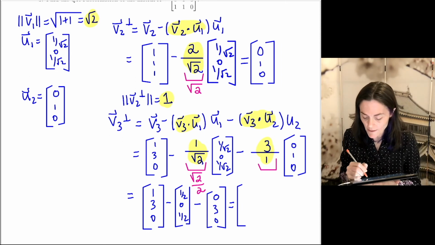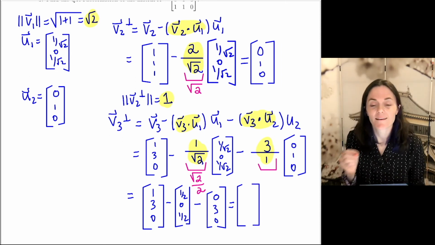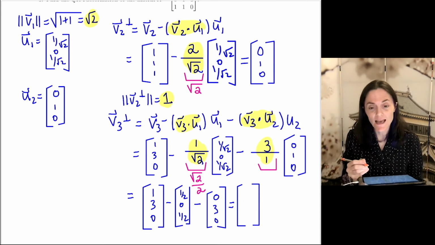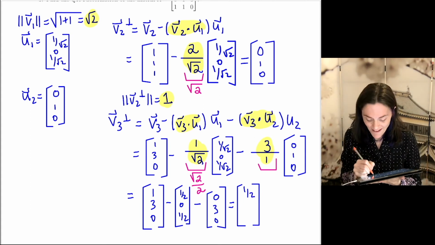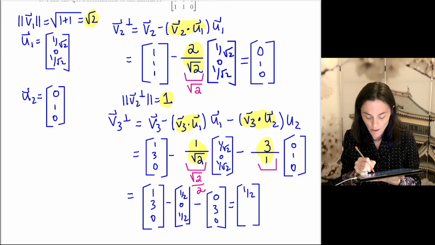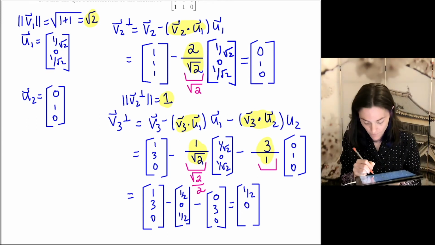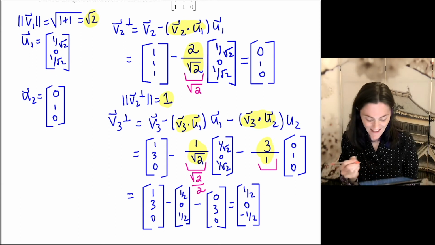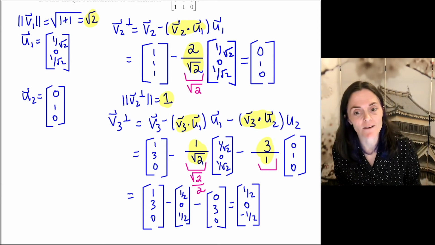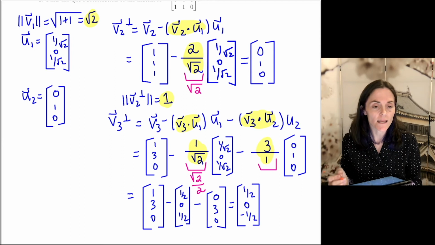So what do I get here? Well, I have 1 minus a half, which is 1/2. I have 3 minus 3, which is 0. And then I have negative a half for my third one. Okay. So this is my third direction, but it's not yet unit.